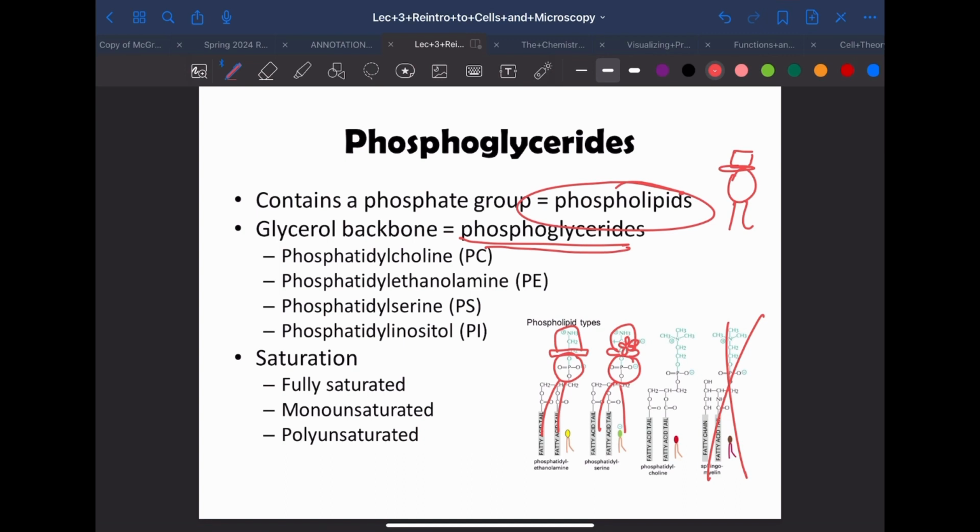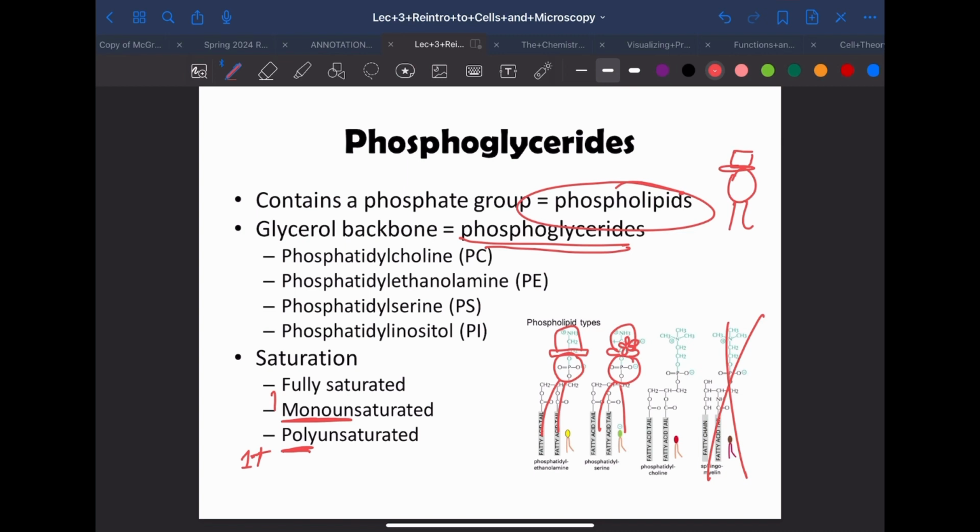They can be fully saturated, monosaturated, or polyunsaturated. When you guys were in 151, you might have just talked about saturated and unsaturated, right? But just like the word is telling you, monounsaturated means there's only one. Polyunsaturated means that there's more than one. So 1 plus. Right? Fully saturated, we'll talk about that in just a little bit.